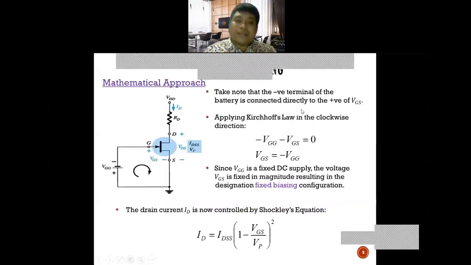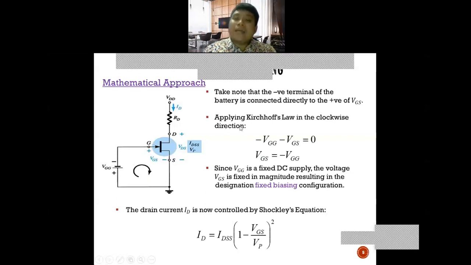By using the mathematical approach, first take note that the negative terminal of the battery is connected directly to the positive of VGS. What is VGS? VGS is the voltage from gate to source. So we look at the terminals first, the polarity. Where is the negative polarity located and where is the positive polarity located? For VGS, the negative polarity is located at the source and the positive polarity at the gate.